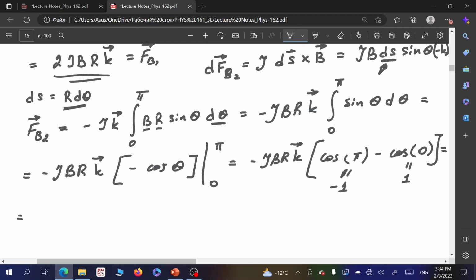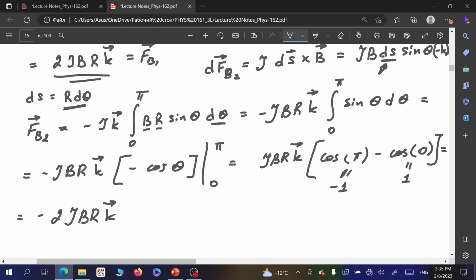Times 2? Minus 2, yes, but we also have here, I guess we forgot this minus and this minus, so they should cancel each other. So we don't have minus here. And this will be actually minus 2I times B times R times K unit vector.